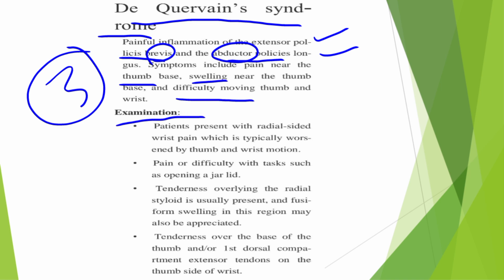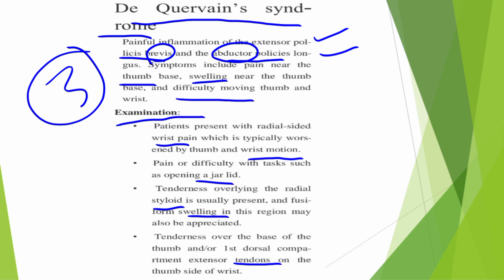What is the patient examination? The patient presents with radial sided wrist pain, which is typically worse with movement. Pain or difficulty with tasks such as opening a jar. Tenderness overlaying the radial styloid process is usually present, and swelling is also seen. Tenderness over the base of the thumb and the first dorsal compartment, the extensor tendons on the thumb side of the wrist.